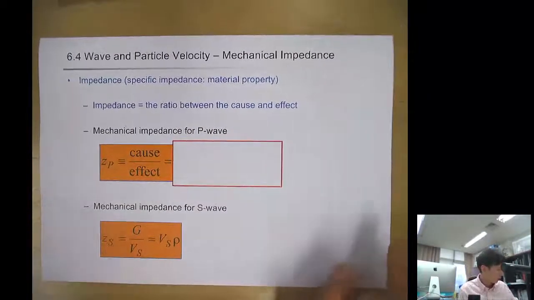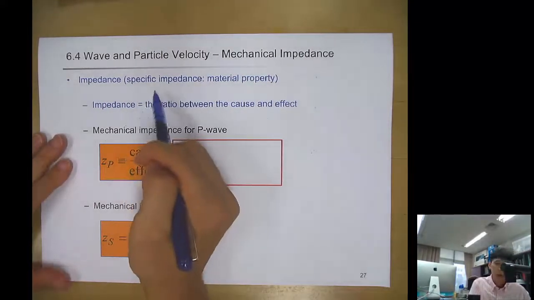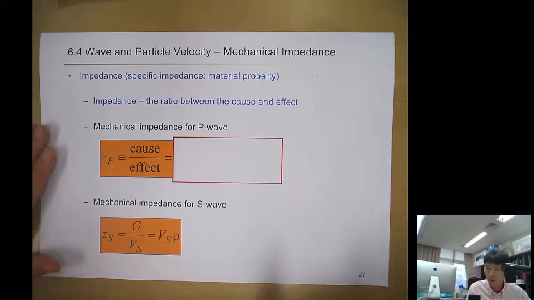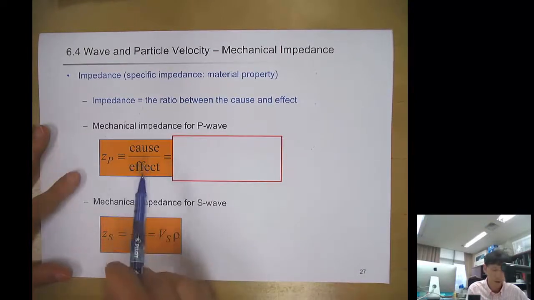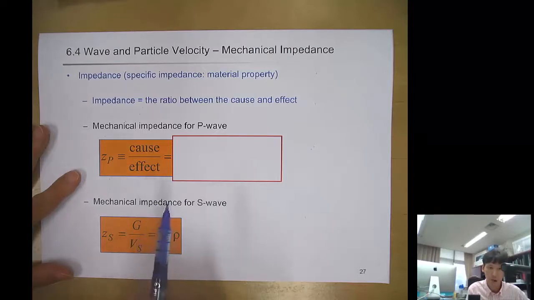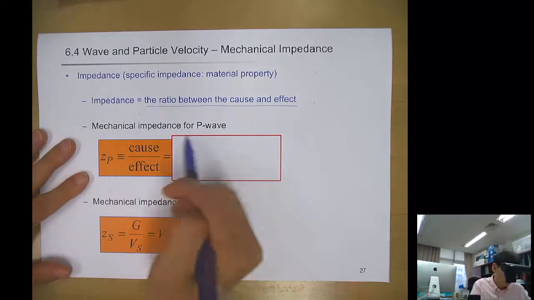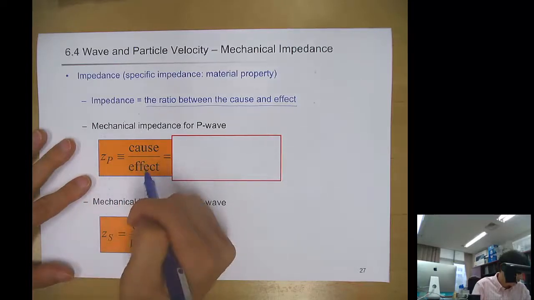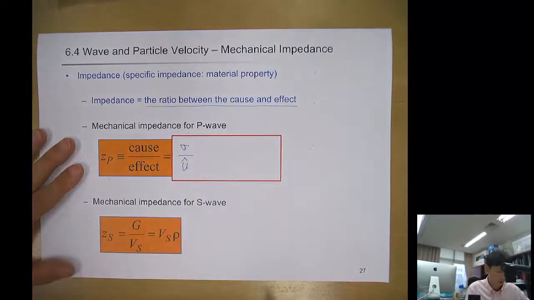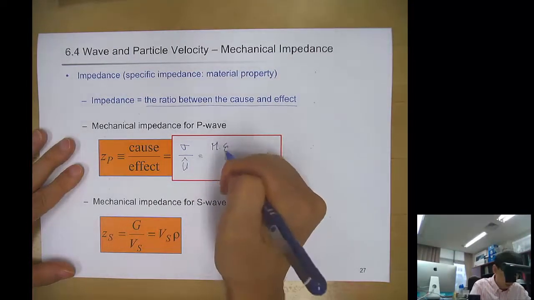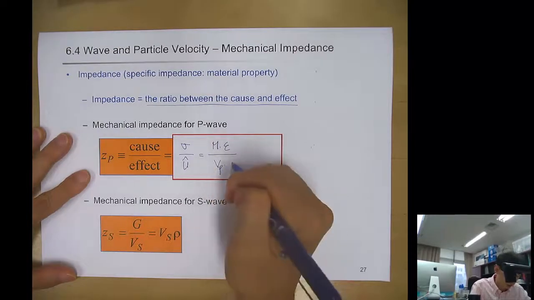Then let's talk about the impedance. Impedance is very important. There are several impedances in wave propagation. If it's an electromagnetic wave, then you have electromagnetic impedance. And here we are talking about the mechanical wave, so we are talking about mechanical impedance. Impedance is defined as the ratio between the cause and effect. So for the P wave, Zp is cause over effect, and here the cause will be sigma, which is the stress, and the effect will be particle velocity, right? So then M times epsilon, constraint modulus times the strain that's induced, and the particle velocity is Vp times epsilon.